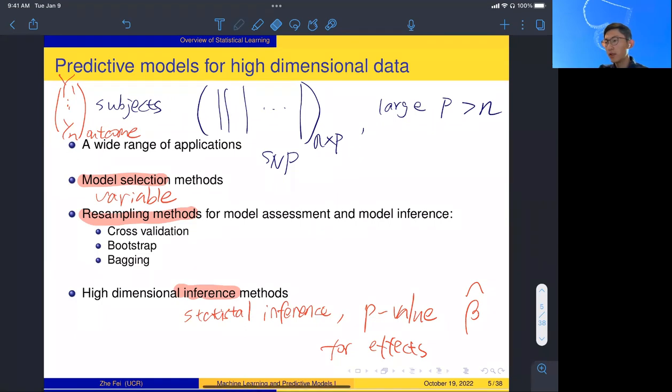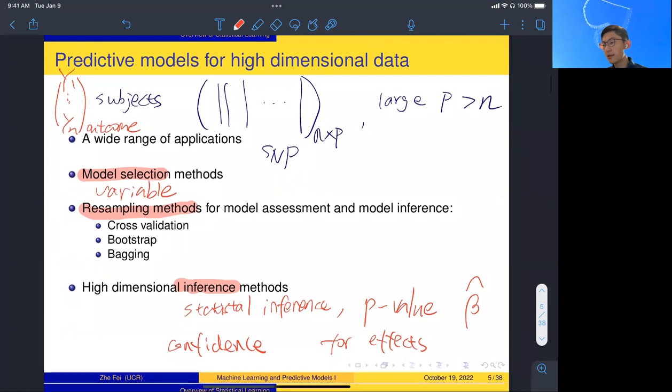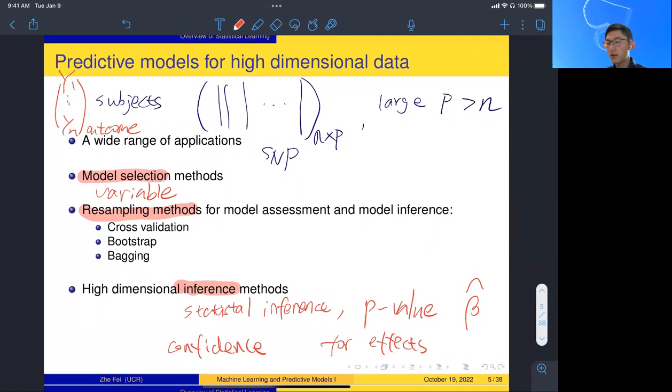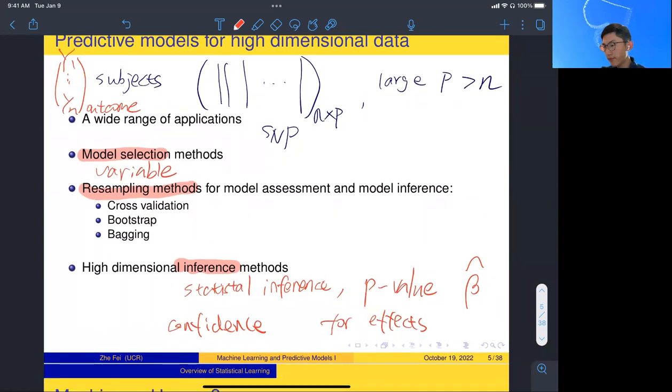Another word that we hear a lot is so-called confidence. Whether we are confident in our effect estimates is measured by those statistical inference measures, and the p-value is maybe the most commonly used one. So that's the background on statistical inference. Coming back to high dimensional inference, with high dimensional data there are unique challenges for drawing statistical inference that are different from low dimensional statistics. We will talk about more details later as well.